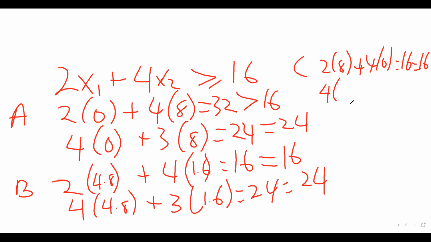At the edge. And then the last one, you have 4 into bracket 8 plus 3 into bracket 0. And that gives you 32. And 32 is greater than 24. So you can see that in all of these, all of them are within the constraints, as expected. But one of them gave us the minimum cost.